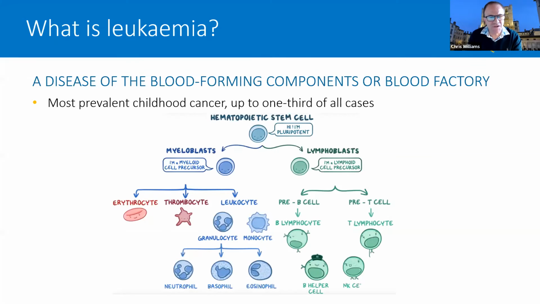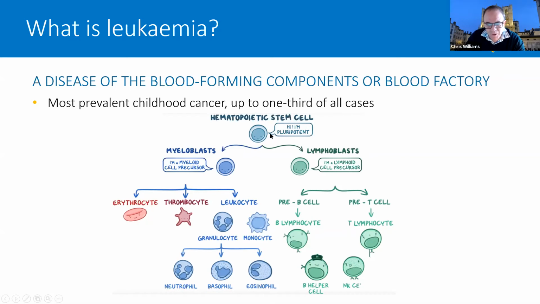So the first one is liquids. It's predominantly leukaemia, and leukaemia is what's known as a disease of the blood forming components or the blood factory. Leukaemia is the most prevalent childhood cancer, and about 1/3 of all cases we see are from acute leukaemia.